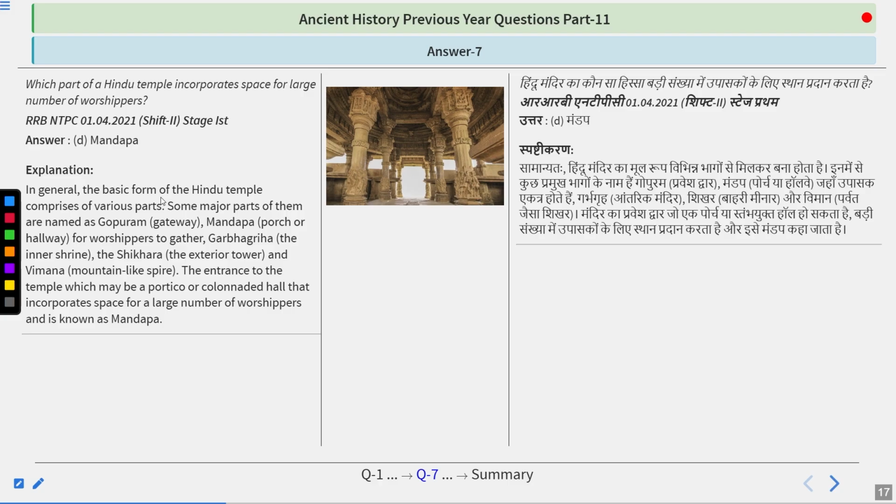So in general, the basic form of the Hindu temple comprises various parts. Some major parts of them are named as gopuram, mandap for worshippers to gather, garbhagriha, the shikhara, the vimana. The entrance to the temple, which may be a portico or colonnaded hall that incorporates space for a large number of worshippers, is known as mandap.